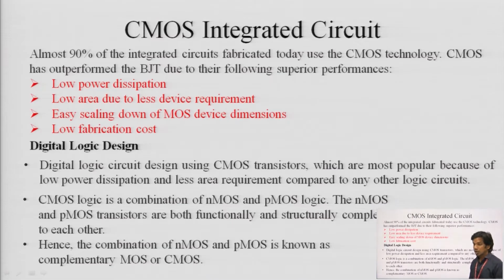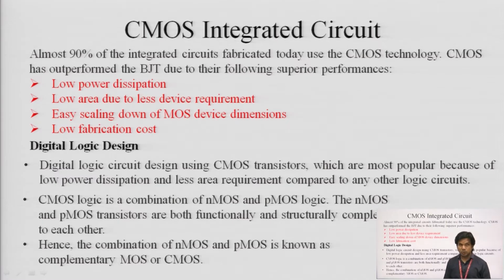The most of the transistors are fabricated by using this CMOS technology. So, almost 90% of integrated circuits fabricated today use this CMOS technology. So, why are we choosing CMOS for fabricating any integrated circuit?